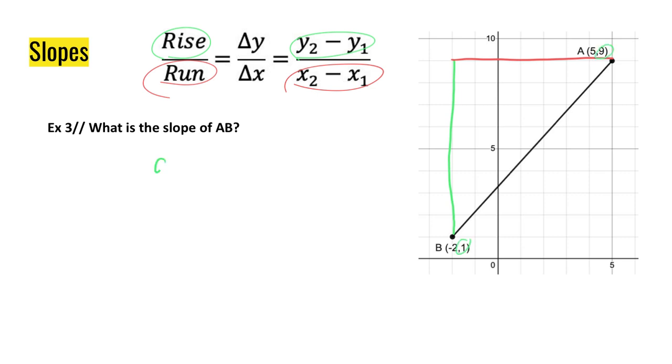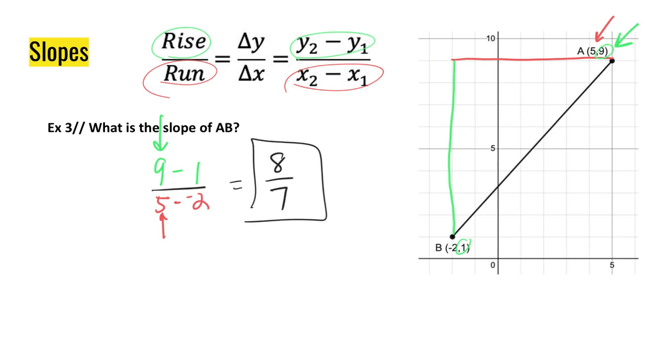Again, 9 minus 1. Slope is the only one where the direction that you subtract really matters. I started with 9 up here, so I need to be sure to start with 5 down here when I do 5 minus negative 2. When I go ahead and simplify that, I'll get 8 over 7, and that is my slope.